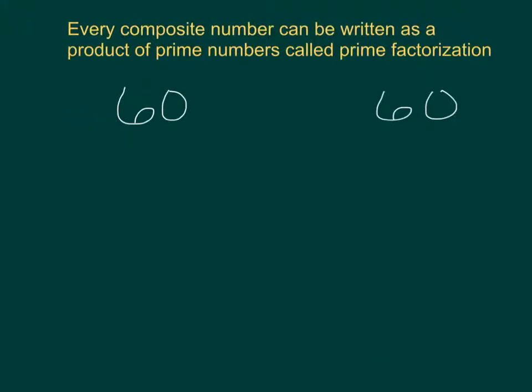Every composite number can be written as a product of prime numbers, and that is called prime factorization. So let's look at some ways that we can do this, and we can visualize or demonstrate this using what we call a factor tree.